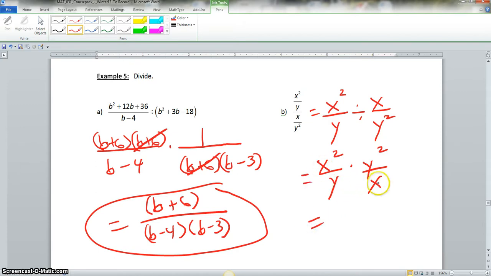We can do cross simplifying. X goes into x once, x goes into x squared x times, y goes into y once, and y goes into y squared y times. So in our numerator, we will have xy, and our denominator, we will have 1. Xy over 1 is just xy.